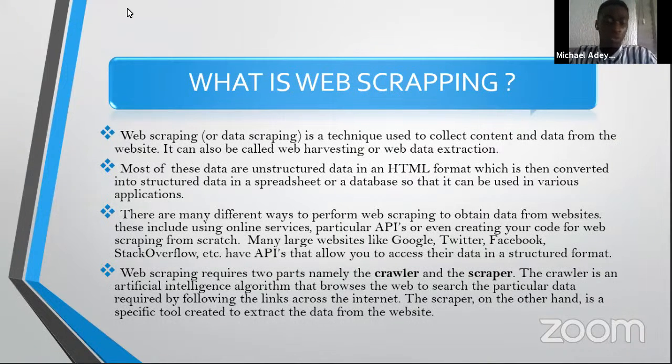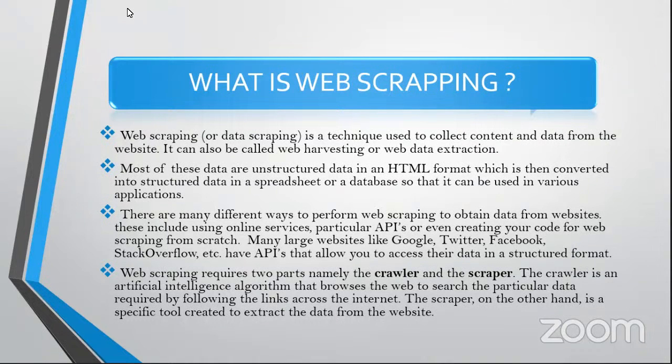Now, there are different ways to perform web scraping. You can perform web scraping by using online services, particularly APIs, which are known as application programming interface, or even creating your own code for web scraping from scratch. Many large websites like Google, Twitter, Facebook, Stack Overflow also have APIs that allow you to access their data in a structured format.